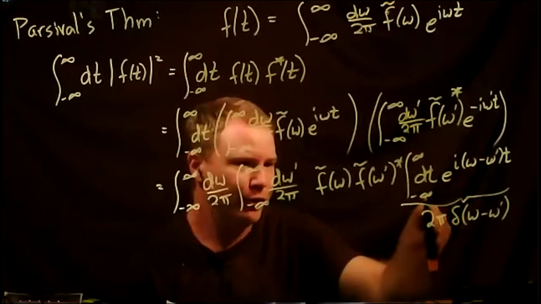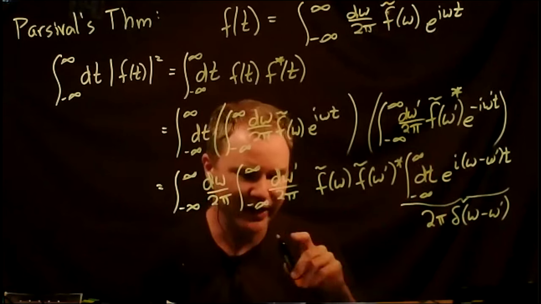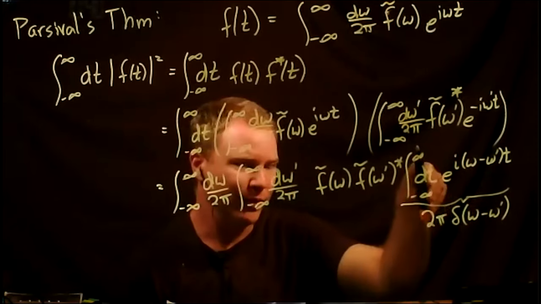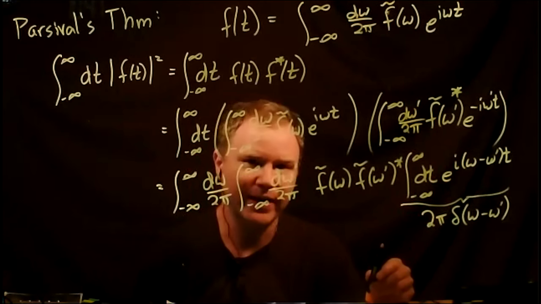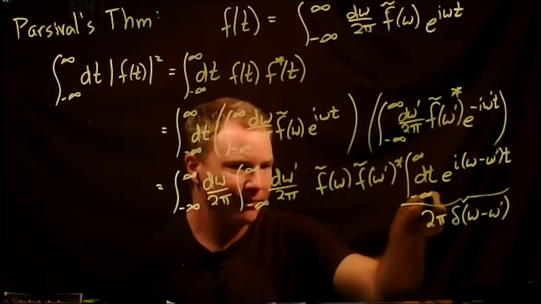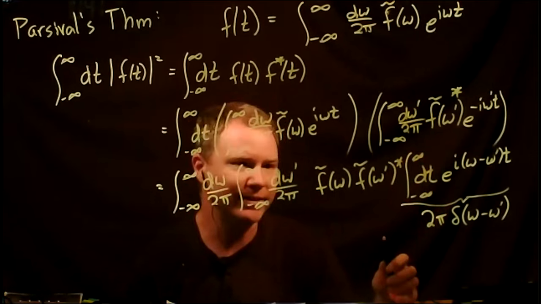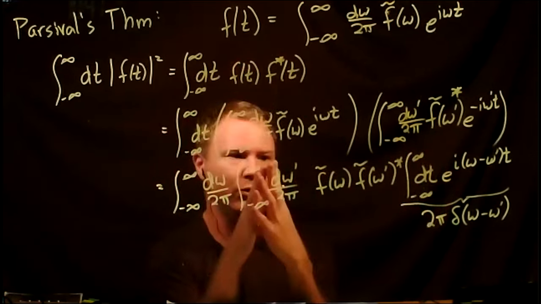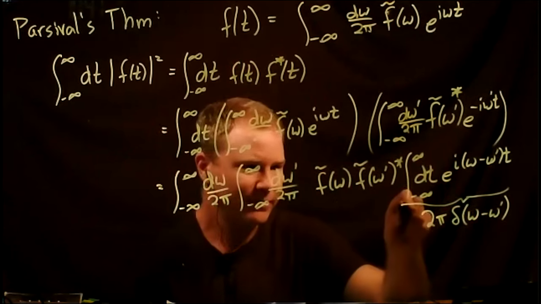If you were to do this for finite limits, it would become a sine of omega T over omega, with some finite limits. And if you take the limit as T goes to infinity, that sine of x over x shape gets narrower and narrower, and it looks more and more like a delta function.